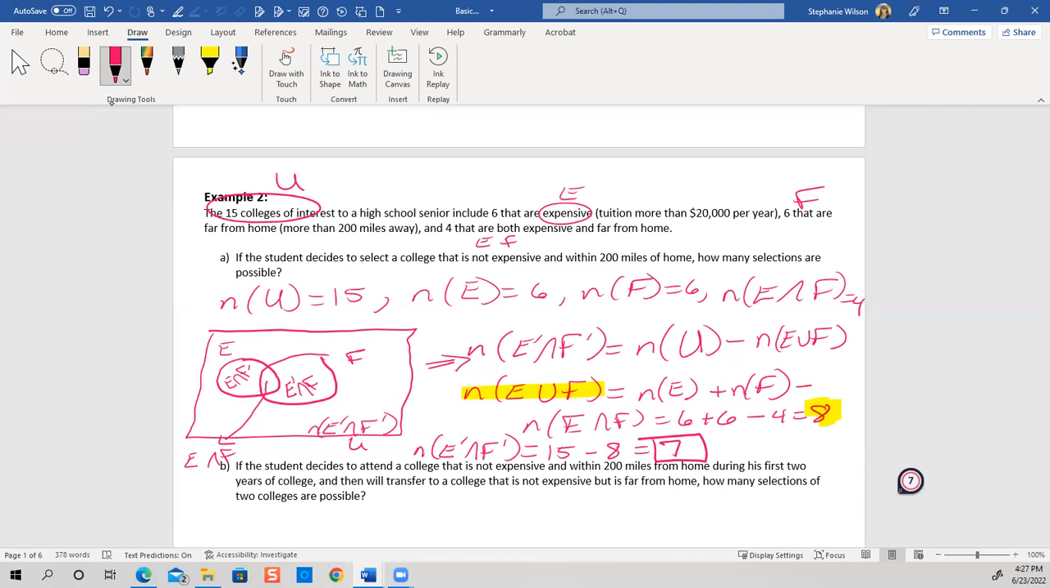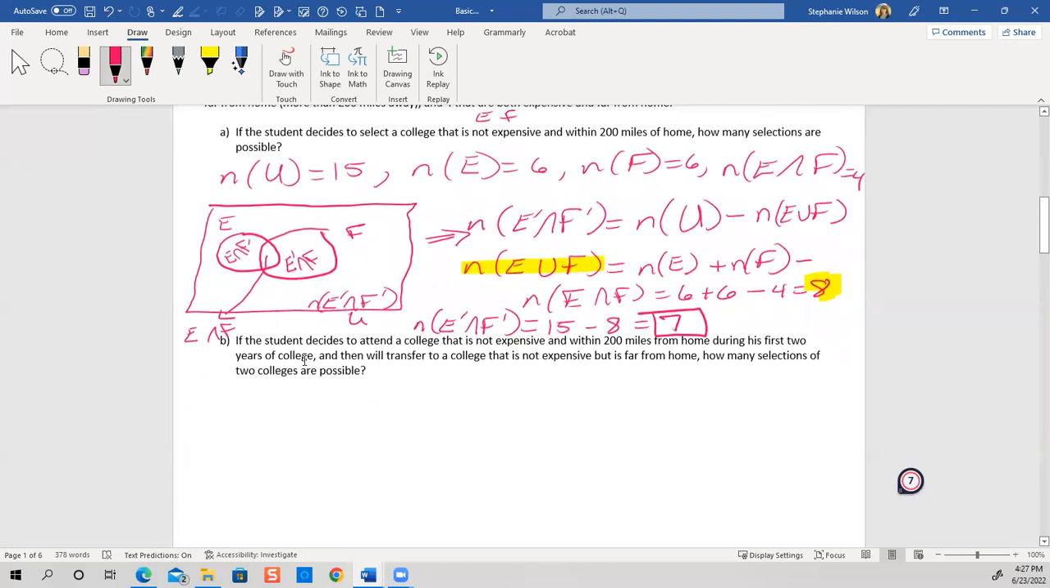So be careful with the notation and following your steps in here. I write a little messy sometimes and make a mistake. So B says, if the student decides to attend a college that is not expensive and within 200 miles from home during the first 2 years of college, and then will transfer to a college that is not expensive but is far from home, how many selections of the 2 colleges are possible?